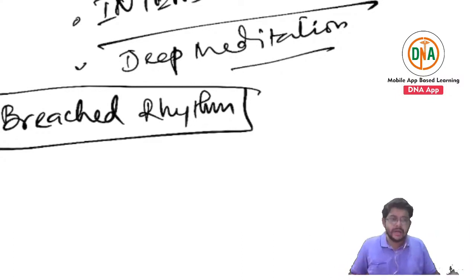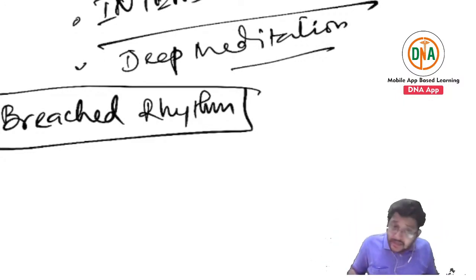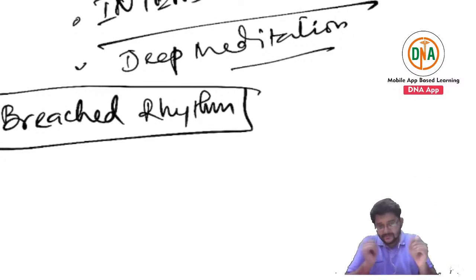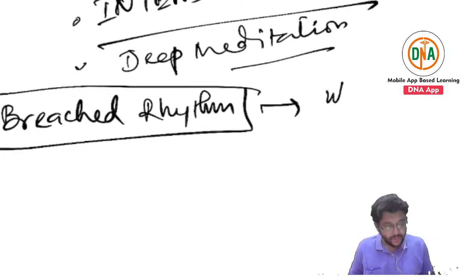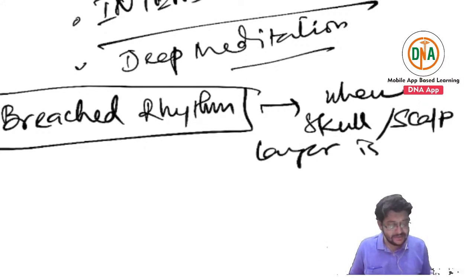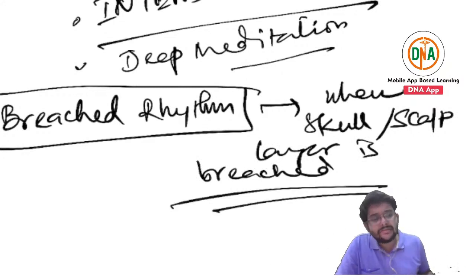Now suppose there is a road traffic accident, some kind of trauma to your scalp or the skull, and it is opened up, the brain is being seen, the skull is breached. In that case, what will happen? The insulator layer between the exterior and interior is breached, is deficient. So the waves will have greater amplitude because the resistance will fall. So breach rhythm is the EEG when the skull and scalp layer is breached. Remember? This is also sometimes asked in viva.